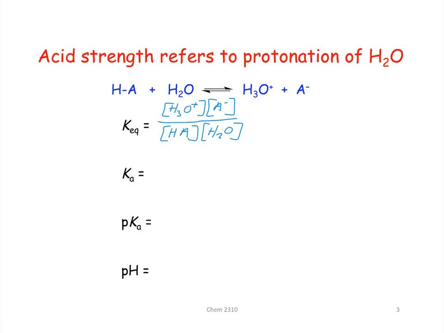And remember that for an equilibrium constant, if K equilibrium is greater than 1, what does that mean? Okay, that means that the reaction equilibrium lies towards products.